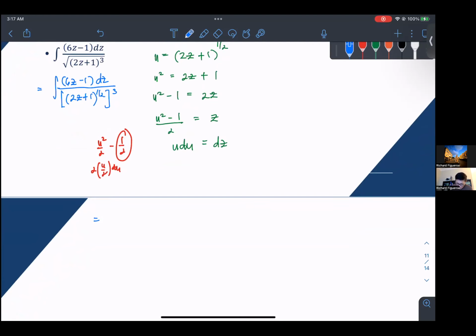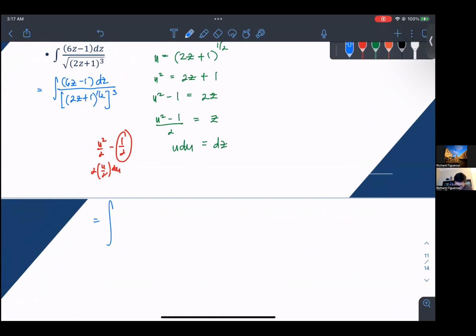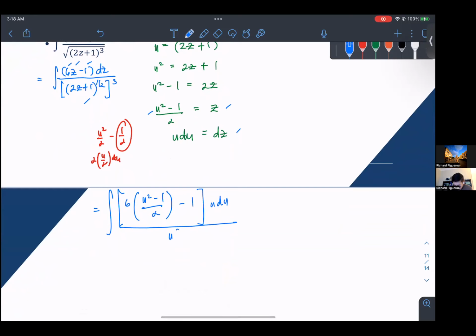So the integral of 6z. So what is z? z is u squared minus 1 all over 2. Then minus 1. So our z is u squared minus 1 all over 2 minus 1, and then dz is u du. Then divide it with this, which is u. Right? So raised to 1 half, it's u, then raised to 3, that is u cubed.